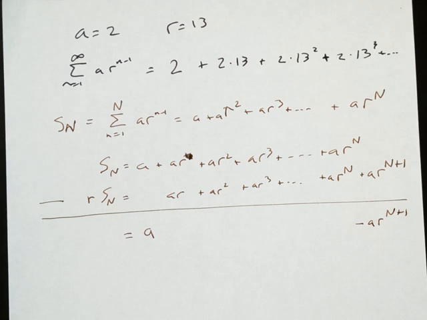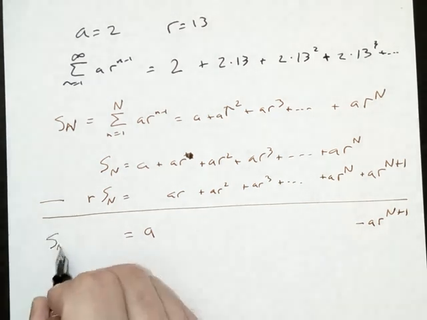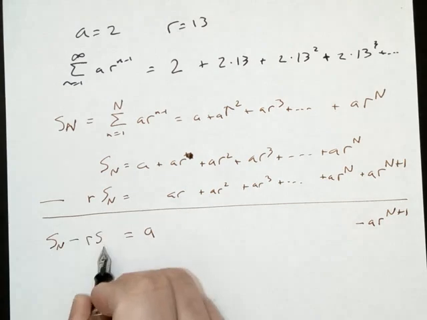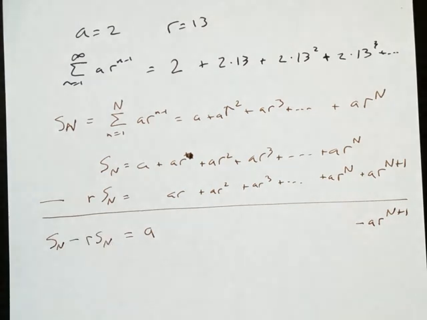Now on the left, I have S capital N minus R S capital N. As long as R is not 1, this worked. Why is R being equal to 1 a problem?